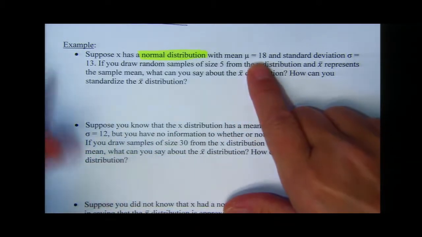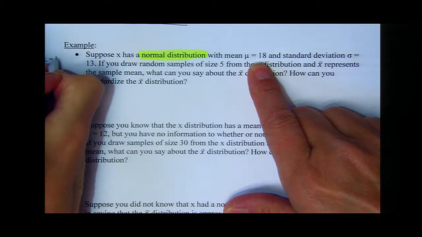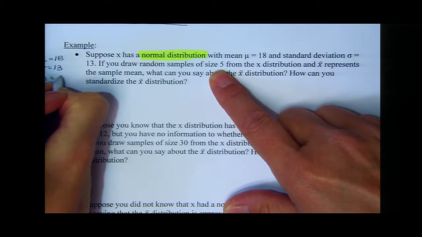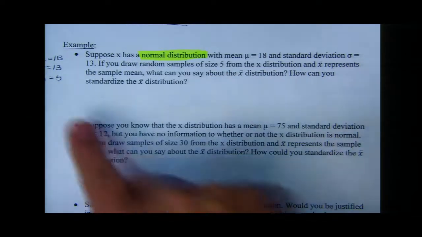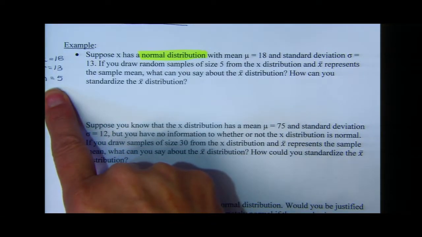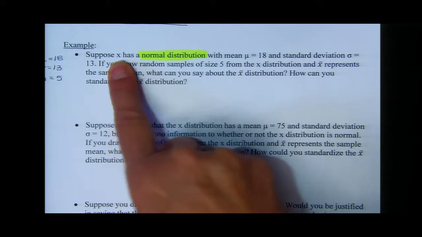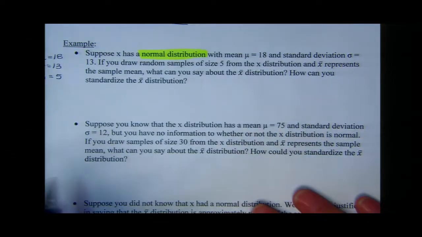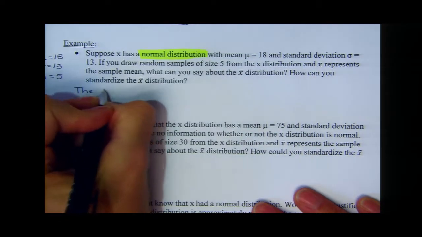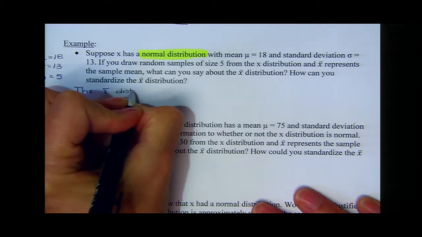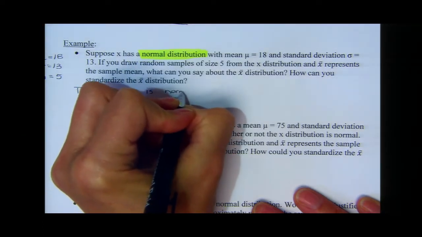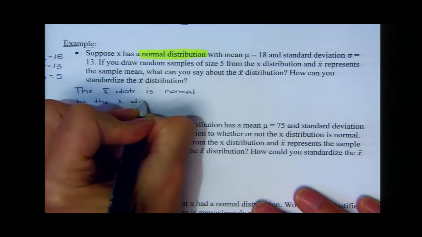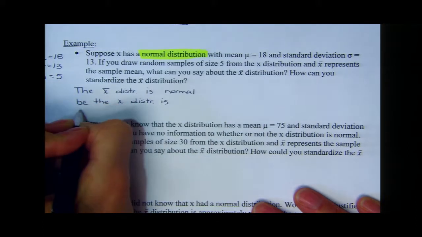Okay, let's pull some stuff out here. They tell me that mu is equal to 18, sigma is equal to 13, and my random samples are of size 5. Now, 5 is not big enough in and of itself, but because they told me the X has a normal distribution, then when it says, what can you say about the X bar distribution? Well, the X bar distribution is normal because the X distribution is normal.